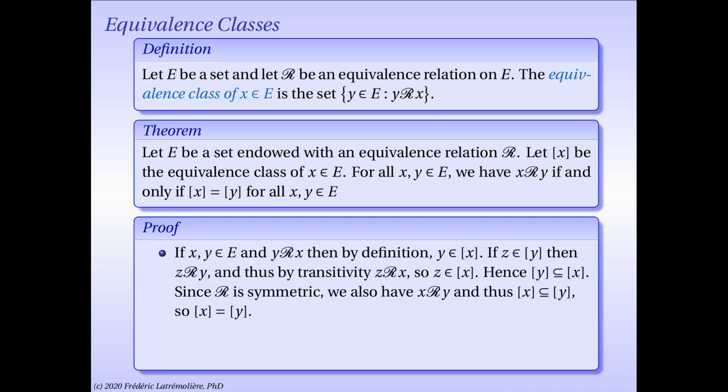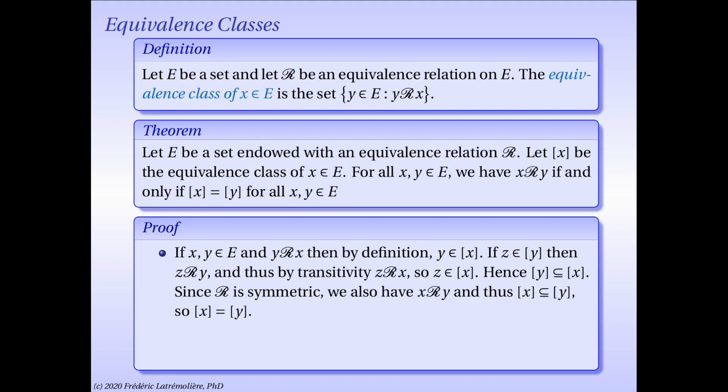Let's prove our theorem. First, let x and y be elements of E such that y is equivalent to x. By definition, that means that y is in the equivalence class of x. Now, if I take z in the equivalence class of y, we must have that z is equivalent to y. And by transitivity, since z is equivalent to y and y is equivalent to x, we conclude that z is equivalent to x. So z is in fact an element of the equivalence class of x. Hence, we have shown that the equivalence class of y is a subset of the equivalence class of x.